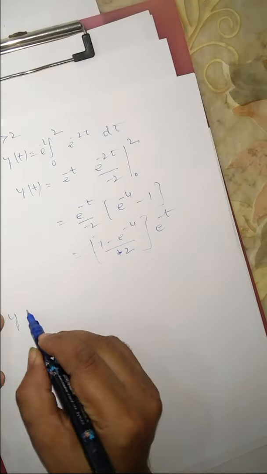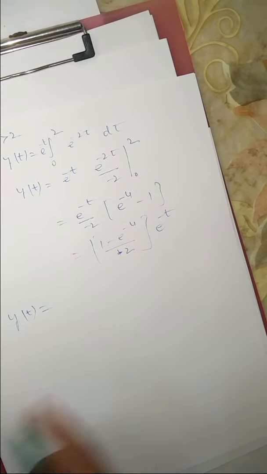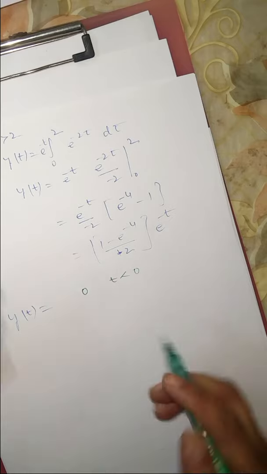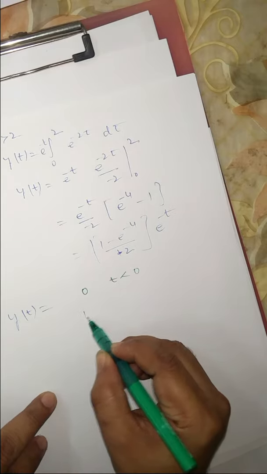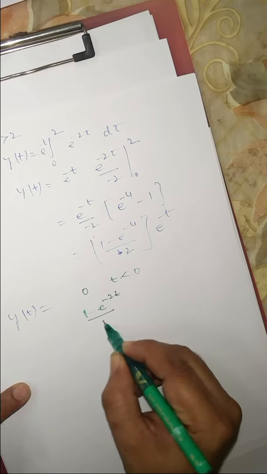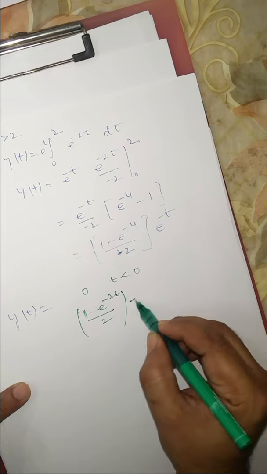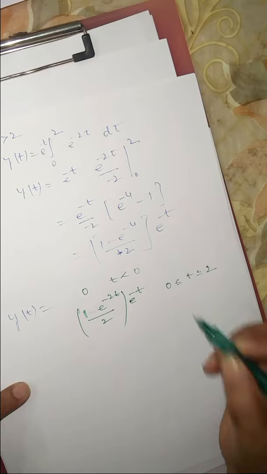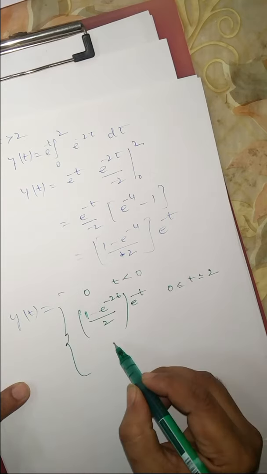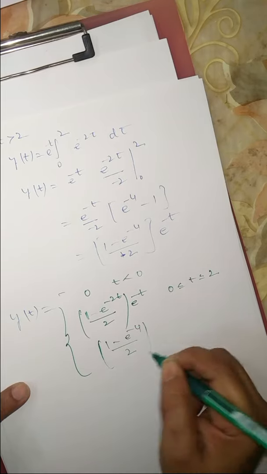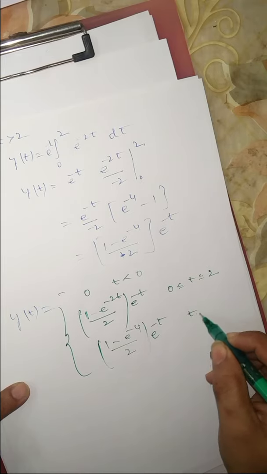That means we have three answers here. The output signal y of t is 0 when t is less than 0, its value is 1 minus e to the power of minus 2t divided by 2, into e to the power of minus t, when t is in between 0 and 2, and its value is 1 minus e to the power of minus 4 divided by 2, into e to the power of minus t, when t is greater than 2.